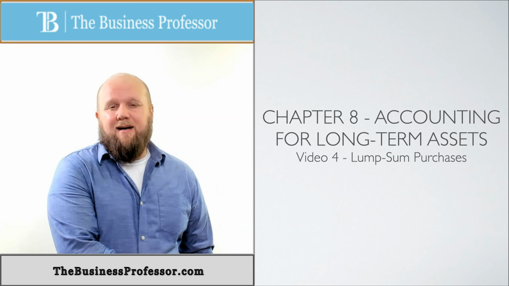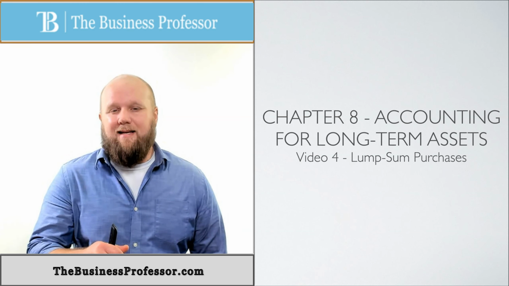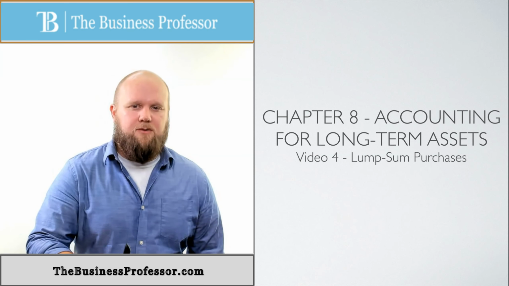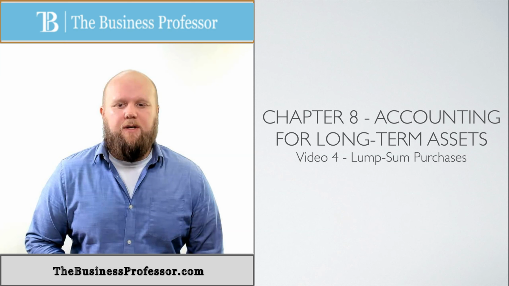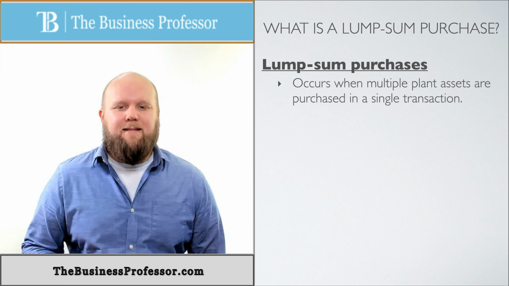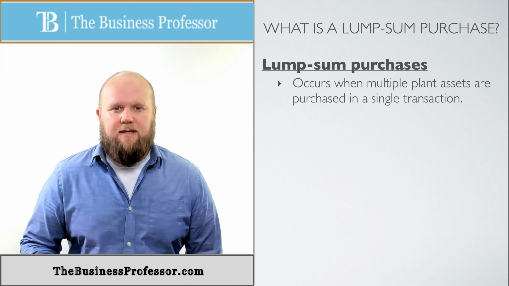All right, so we just talked about TAC, which is us purchasing a single asset. What happens when we purchase multiple assets for a single transaction? That's what we're talking about in this video, lump sum purchases. We also call them basket purchases. And these occur when multiple plant assets are purchased in a single transaction.